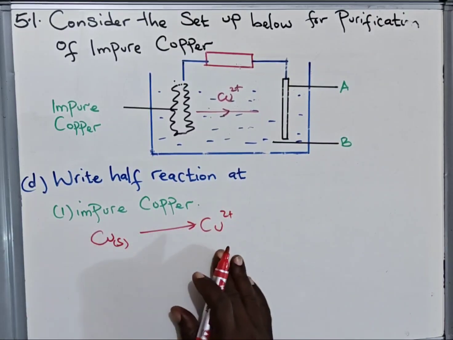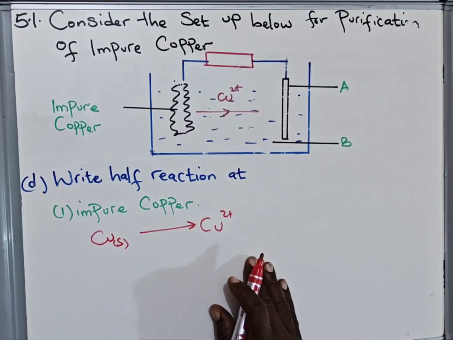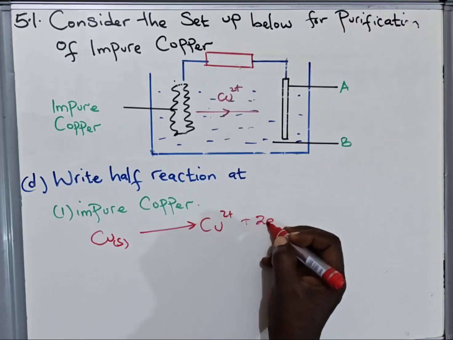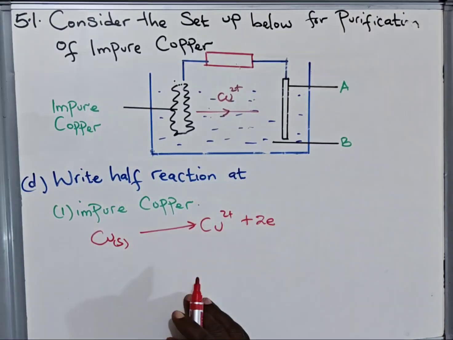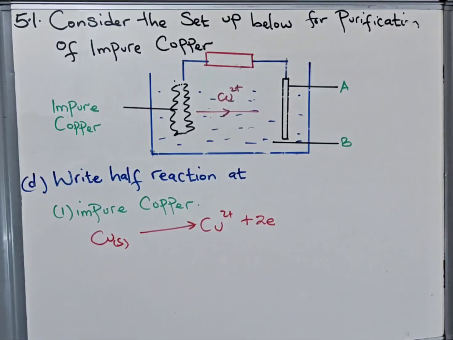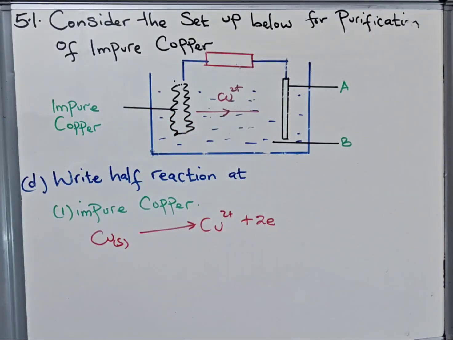It was copper solid, now turning into Cu2+. And how do we complete this half equation? By putting 2 electrons here. This one is an oxidation reaction, because what we have as impure copper is anode, and the reaction at anode is oxidation.